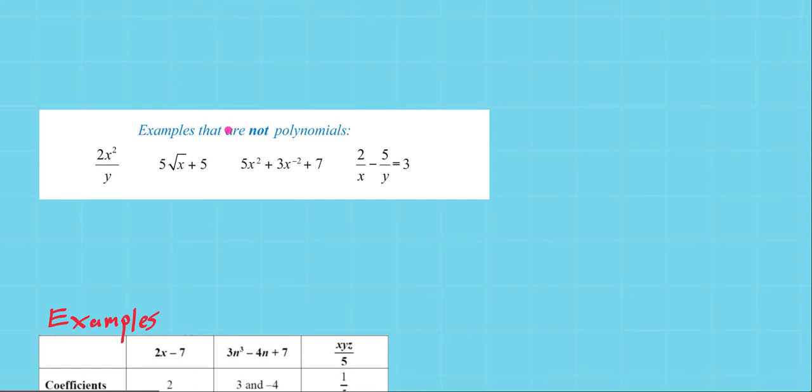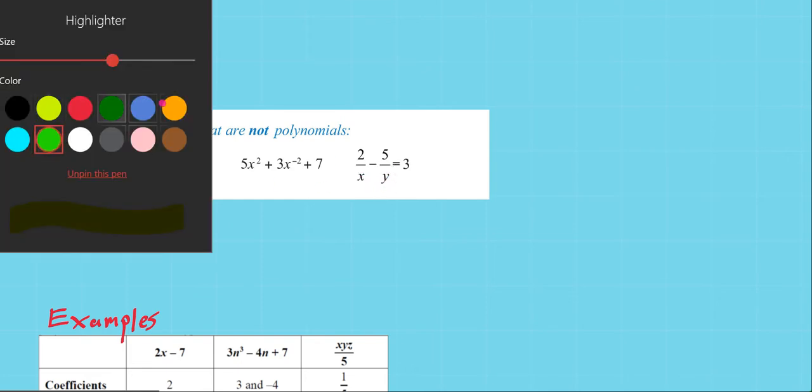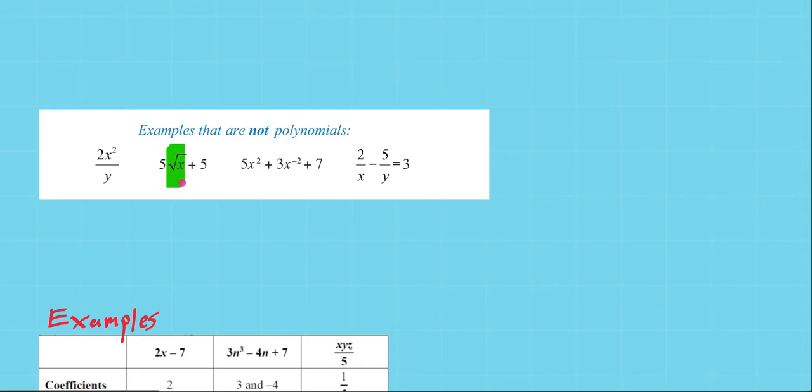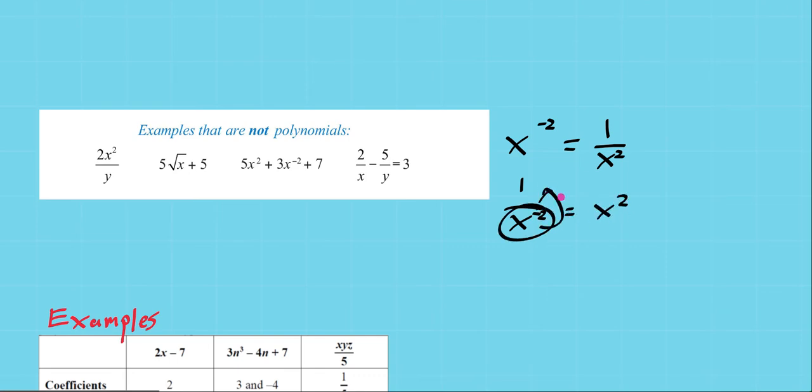When things are not polynomials, we cannot have any kind of variable on the bottom. So that's no good, that's no good, that's no good. We cannot have any kind of roots. We cannot have negative exponents. And remember, negative exponents just mean, if we have like 1 over x to the negative 2, a negative exponent just means take that thing and throw it on the other side of a fraction. That's where it belongs, to be a positive exponent.